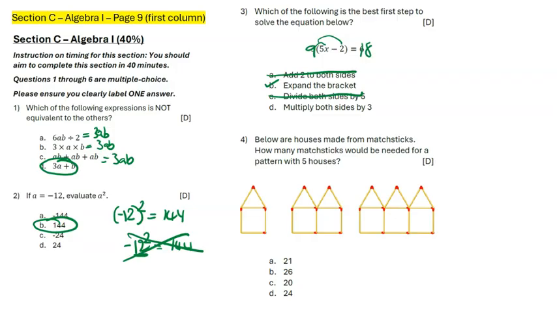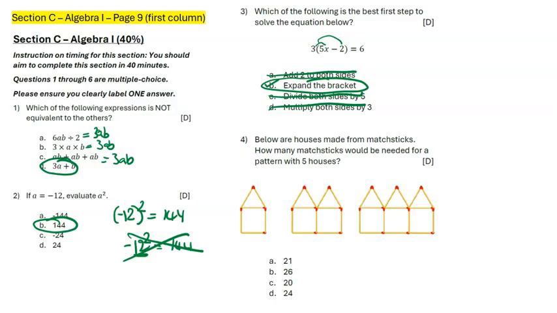So you haven't actually done anything productive. You just made the numbers bigger and potentially worse to deal with. So I like that. So let's circle B. B was definitely the right answer. Expanding the brackets was the best first step there. An alternate approach would have been dividing both sides by 3.